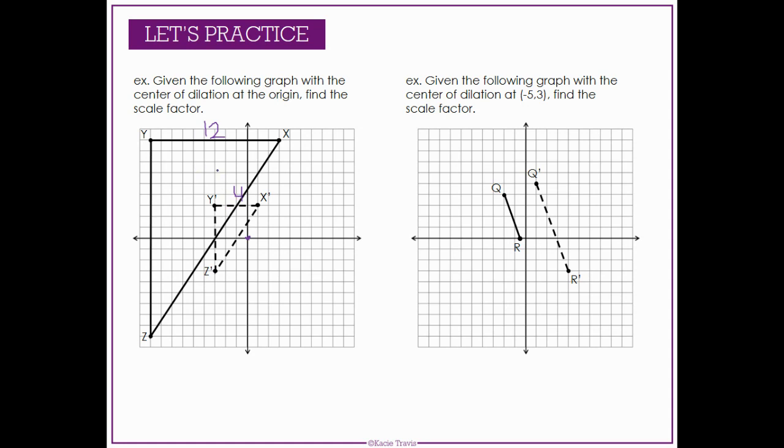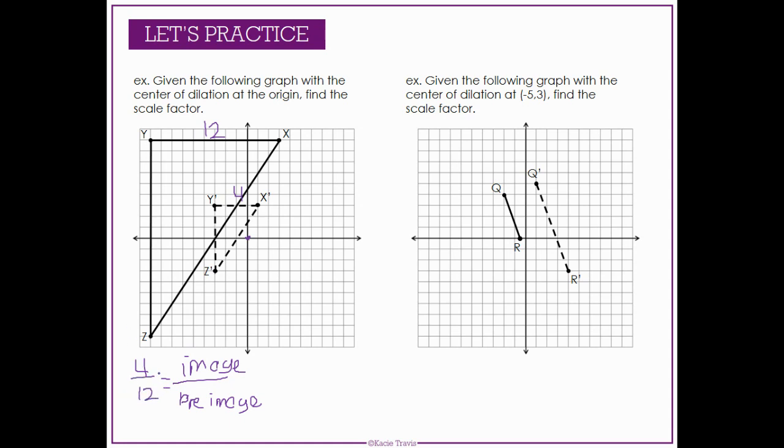First, we want to look: did the shape get bigger or did it get smaller? It got smaller. So if it got smaller, that means that we need a fraction. This scale factor is going to be less than 1. So we're going to take our image and put that in the numerator, and we're going to put our pre-image, which is our original shape, in the denominator. So if we're doing this, that means that we got 4 over 12.